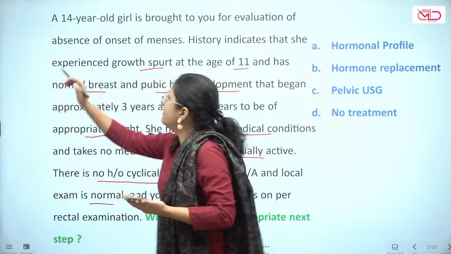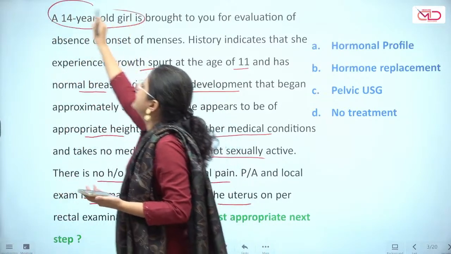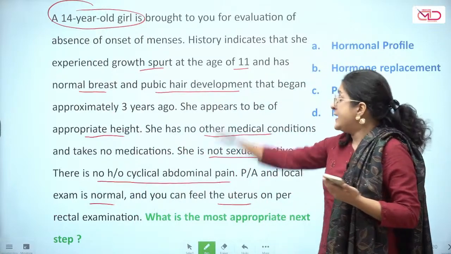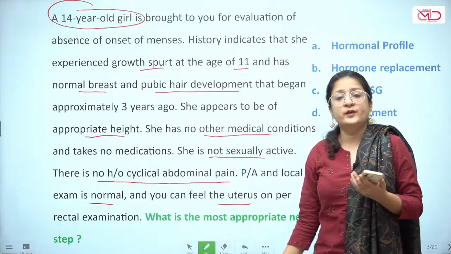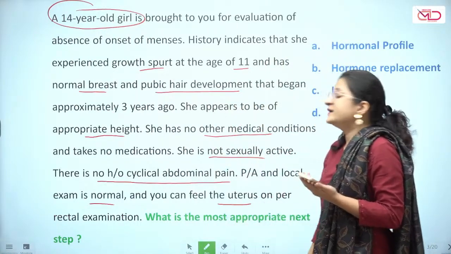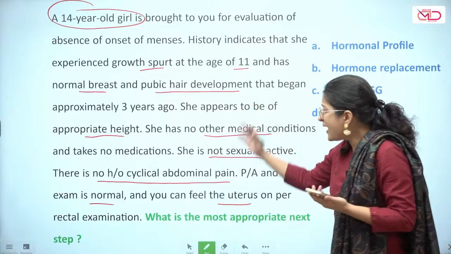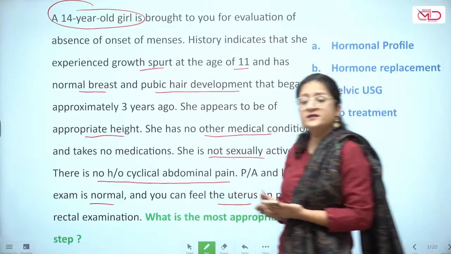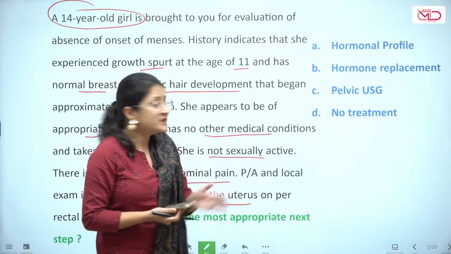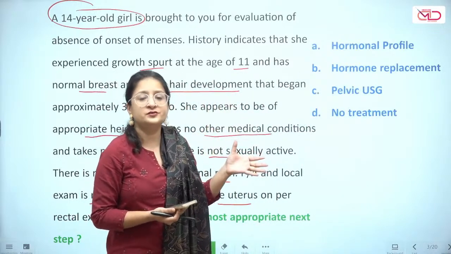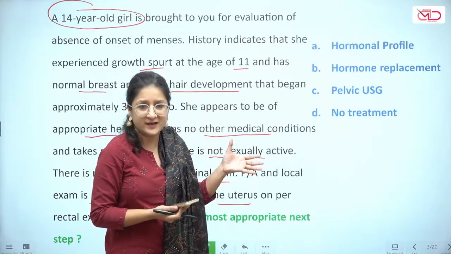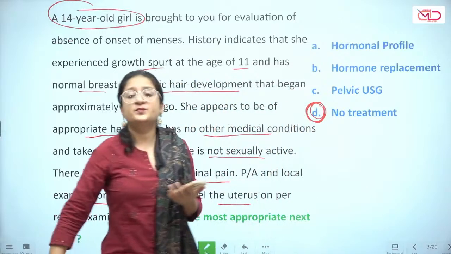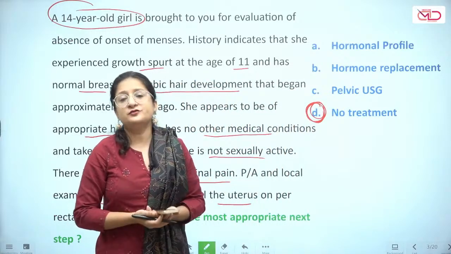Remember, she is a 14-year-old girl who's been brought for evaluation. She is only 14. At the outset, nothing seems to be wrong. You've done a basic preliminary examination. There is no high risk history. The uterus is present on per rectal examination. What is the most appropriate response? Well, right now she doesn't even fit the definition of delayed puberty or primary amenorrhea, does she? No treatment is required at this point in time. What is the definition of primary amenorrhea?